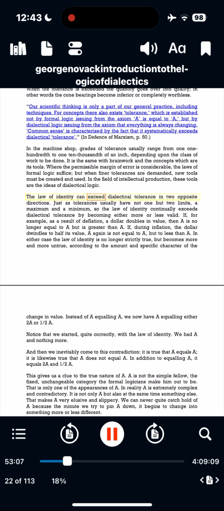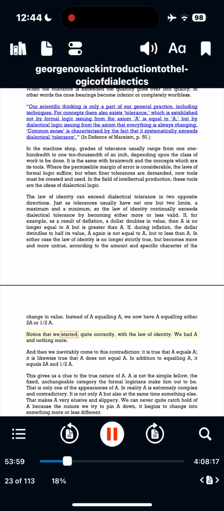The law of identity can exceed dialectical tolerance in two opposite directions. Just as tolerances usually have not one but two limits, a maximum and a minimum, so the law of identity continually exceeds dialectical tolerance by becoming either more or less valid. If, for example, as a result of deflation, a dollar doubles in value, then A is no longer equal to A but is greater than A. If, during inflation, the dollar dwindles to half its value, A again is not equal to A, but to less than A. In either case the law of identity is no longer strictly true, but becomes more and more untrue, according to the amount and specific character of the change in value. Instead of A equaling A, we now have A equaling either 2A or 1/2 A.